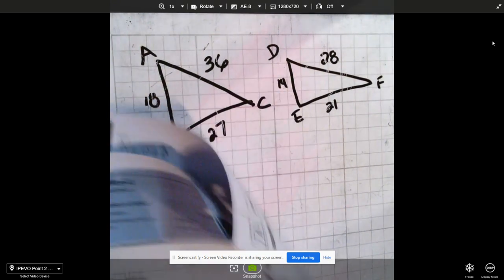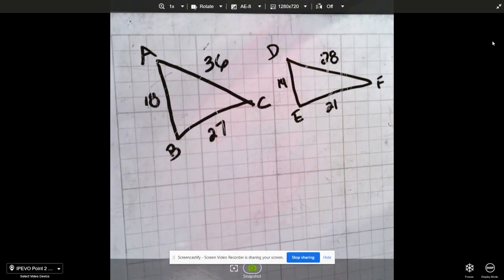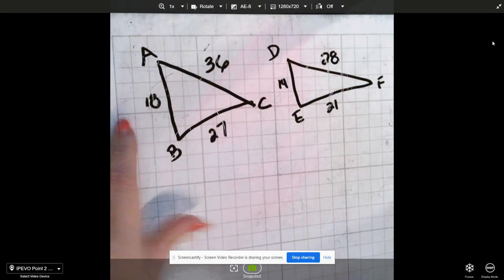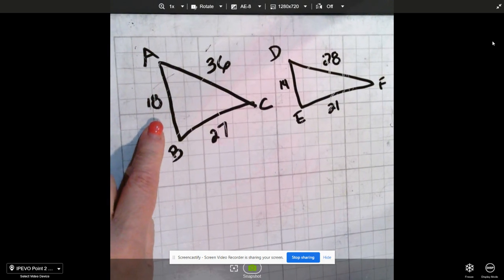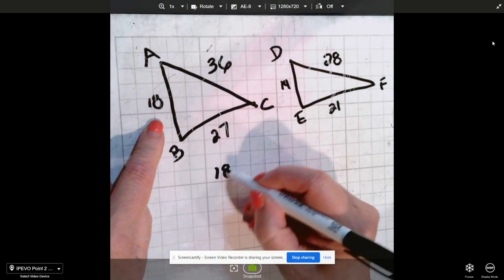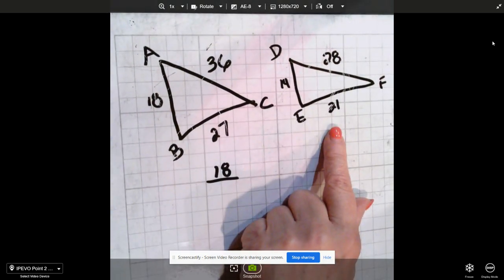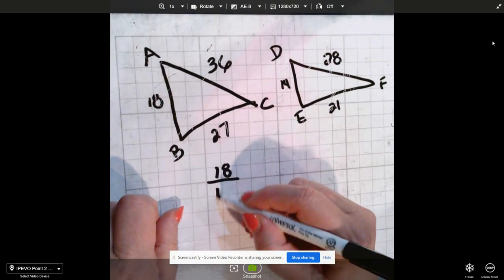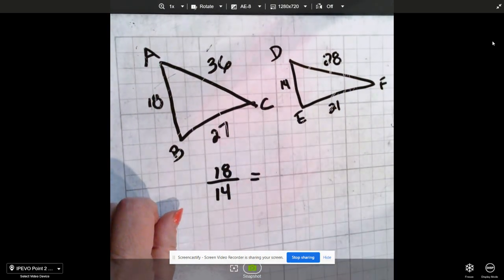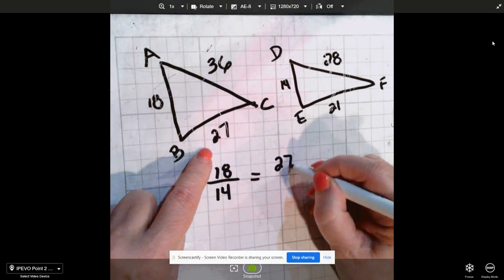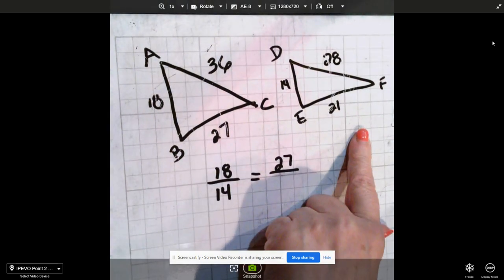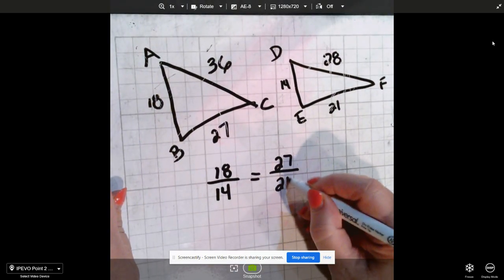The question is, determine whether these two triangles are similar. The first thing you're going to do is set up a ratio. It doesn't matter which triangle you start with, you can start with either one. I always start with the smallest number on this triangle, 18, and I'm going to put that over the smallest number in this triangle, which is 14. Then I go to the next largest, which in this case would be 27, over the next largest in this triangle, which would be 21.